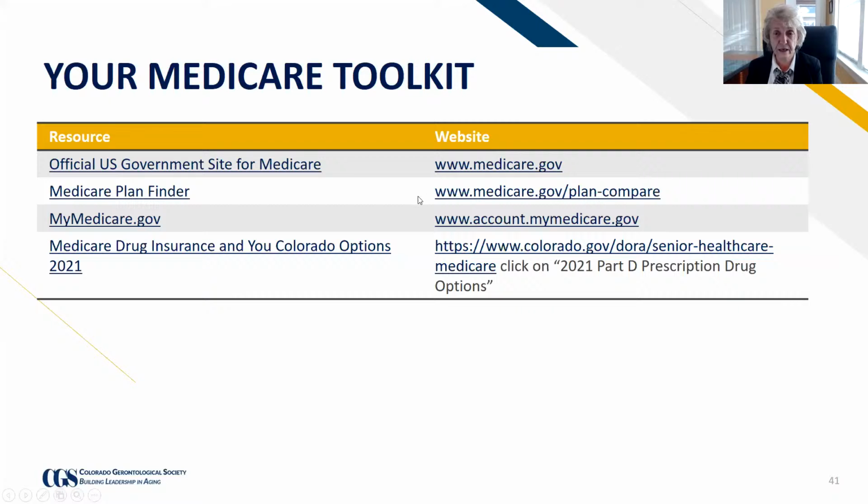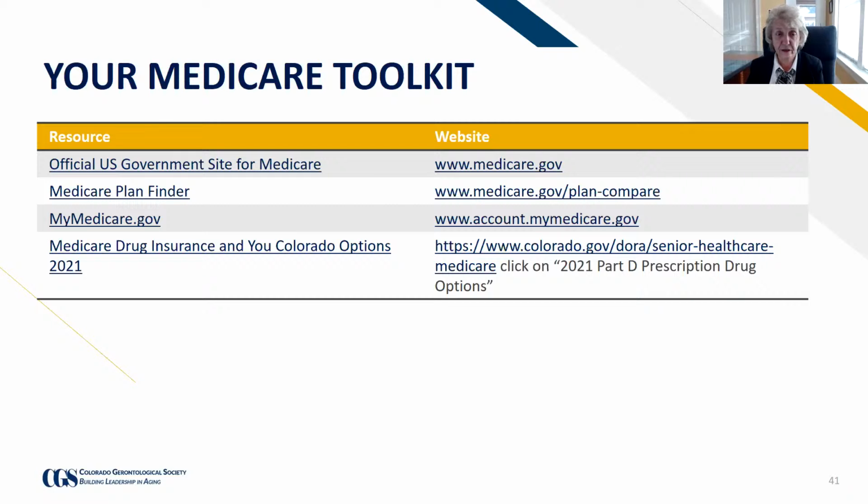Other items in the toolkit are, we highly recommend that you use the Medicare.gov site. There's a vast amount of information, including the Medicare Plan Finder, which is the information that you will need to decide what prescription drug plan you would like to enroll in, or what Medicare Advantage plan you would like to enroll in. The Medicare.gov site also hosts the MyMedicare.gov account, or your profile, if you haven't already opened one up. If you have a Medicare card, or a Medicare number, please feel free to open one up. It helps you to track your various kinds of Medicare services.